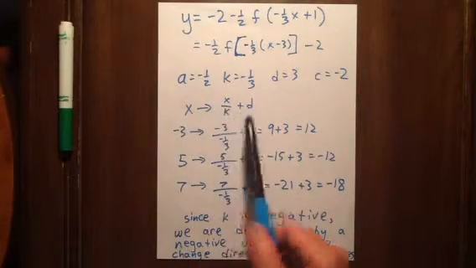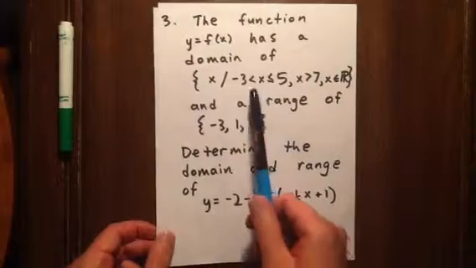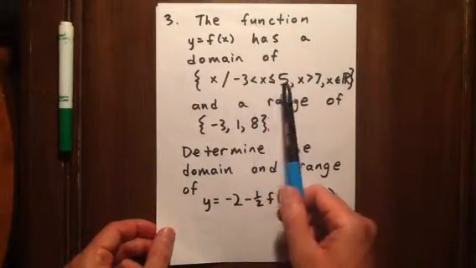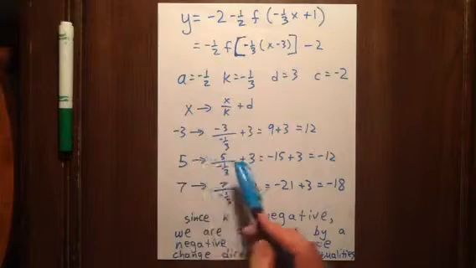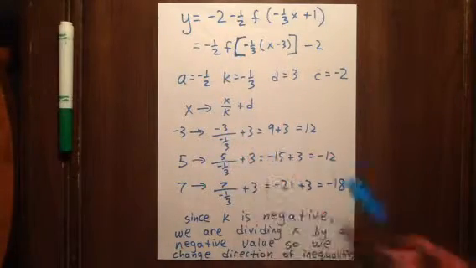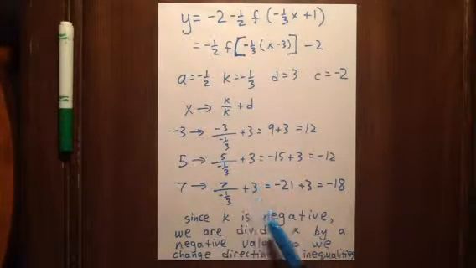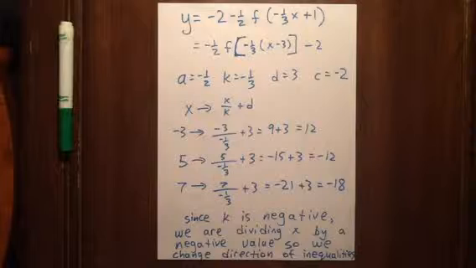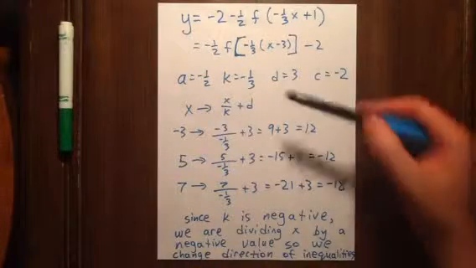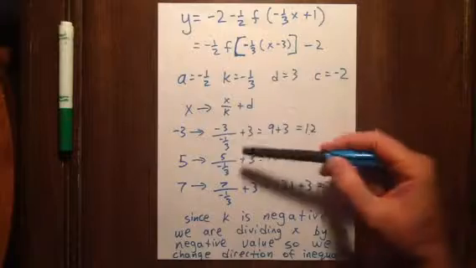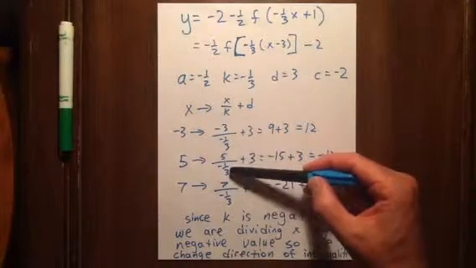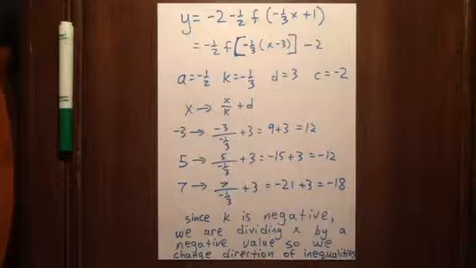Well, x maps onto x over k plus d. And our relevant x values were negative 3, 5, and 7. So negative 3 maps onto negative 3 over negative a third plus 3, and that equals 12. 5 maps onto 5 over negative a third plus 3, and that's negative 12. 7 maps onto 7 over negative a third plus 3, and that's negative 18. Now since our k value is negative, at each one of these steps with each one of these x values we were always dividing by a negative value.